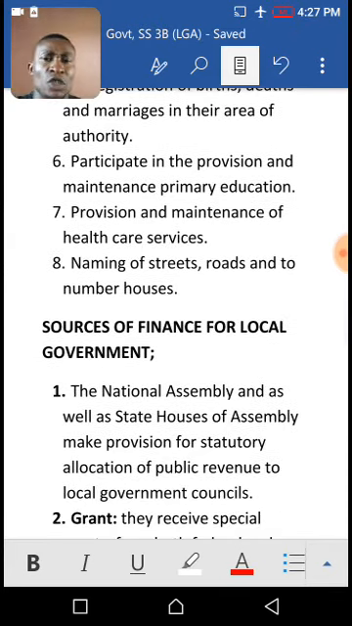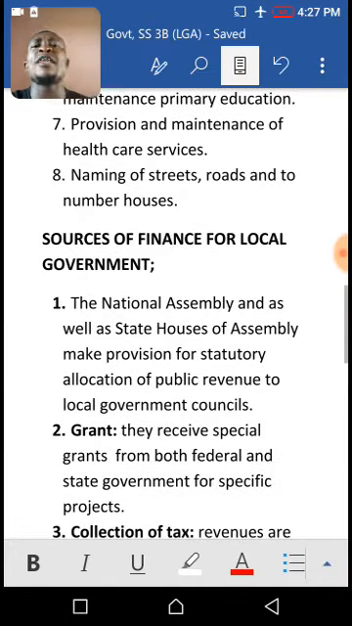The next subheading is sources of finance for local government, where they get their money from. The money they get to embark on developmental programs and projects. Number one is that the National Assembly, that is the Senate and the House of Representatives, as well as state houses of assembly, make provision for statutory allocation of public revenue to local government councils.